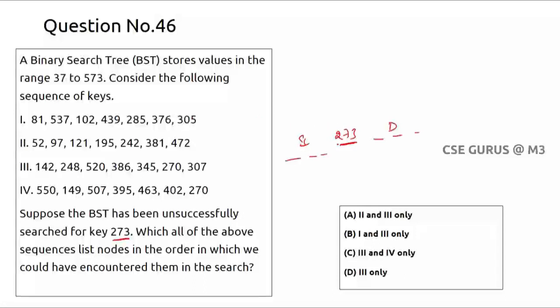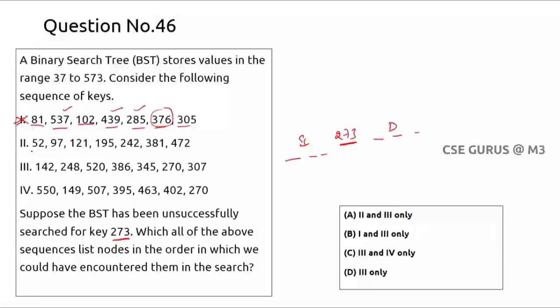Remember this part. For 273, if I go with the first one, less than 273, 81 and 102 are there. Are they in increasing order? Yes, so that is fine. But what about decreasing? Greater than 273: 537, 439, 285, all of these are greater, but are they in decreasing order? 537 followed by 439, then 285, but 376 is increasing here. So that's why this is not the correct answer.